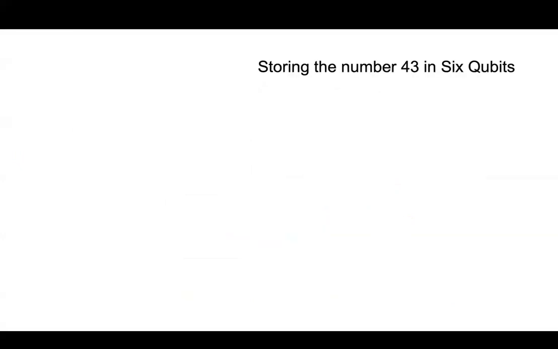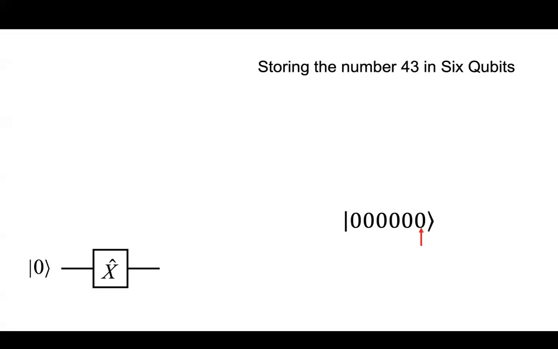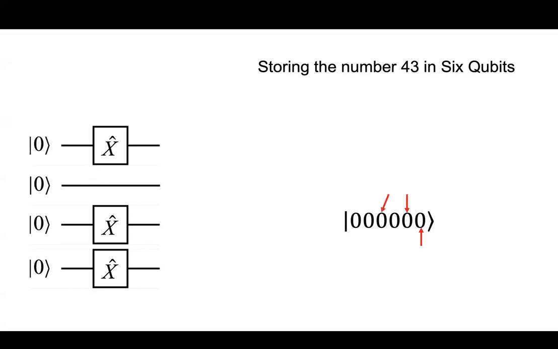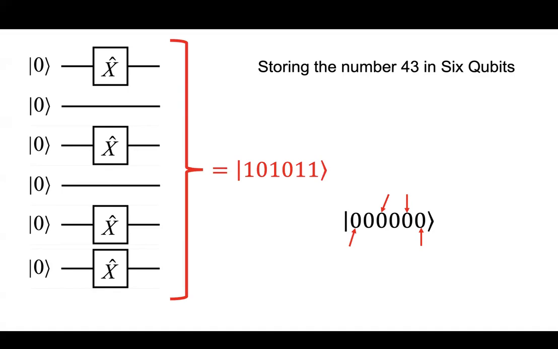To store the number 43, we start with 6 qubits all initially in state ket 0. Then we apply the bit flip gate on the first qubit to change the state to ket 1. Then we do the same to qubit number 2. We don't need to flip qubit 3, so we leave it alone. Then flip qubit 4, leave qubit 5 alone, and finally flip qubit 6. This is the quantum circuit diagram for storing the binary representation for number 43.